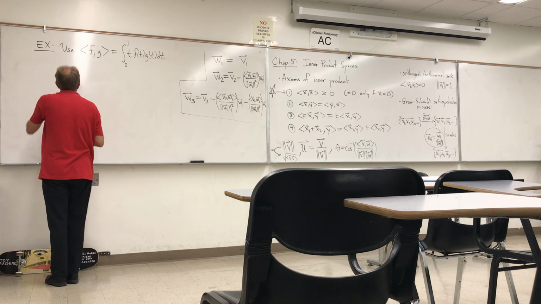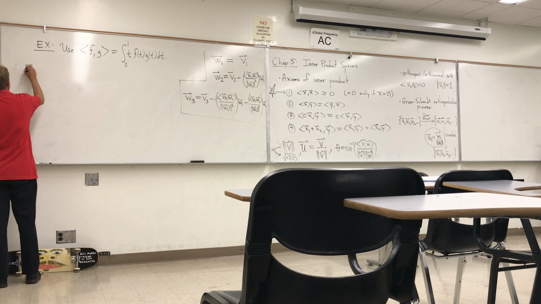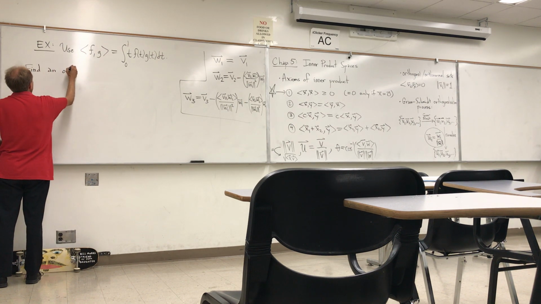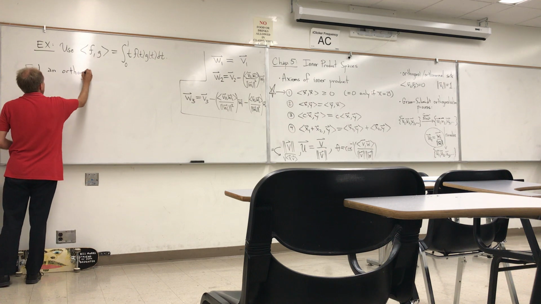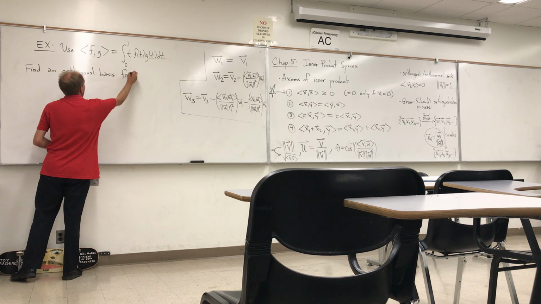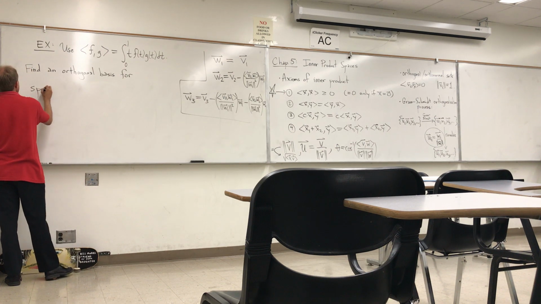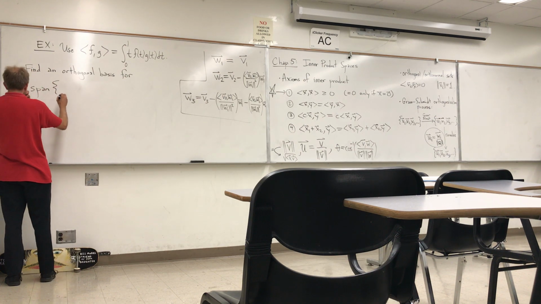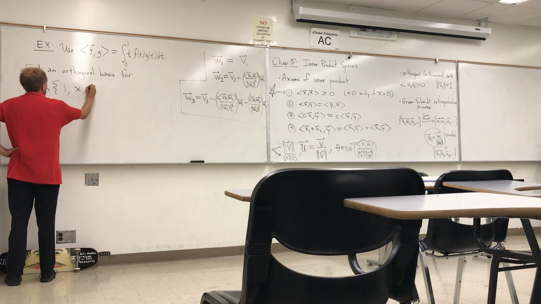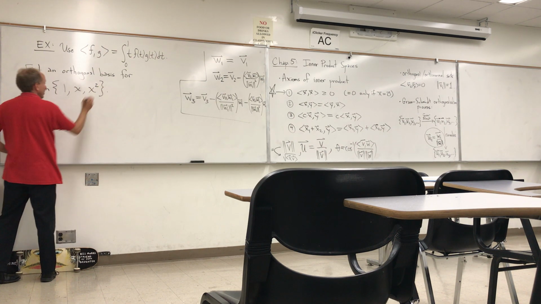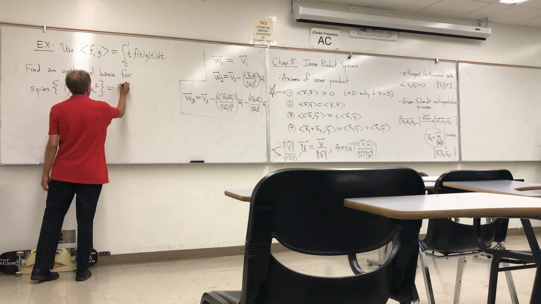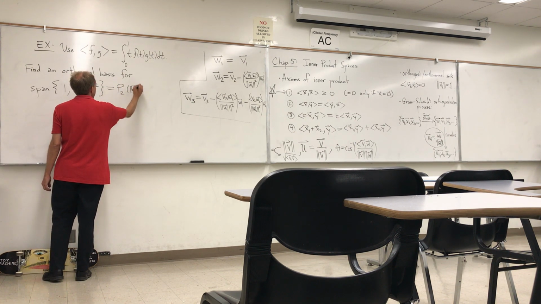Okay? So let's do this. Let's find an orthogonal basis for the span of 1, x, and x squared. In other words, let's find an orthogonal basis for P2 of R.